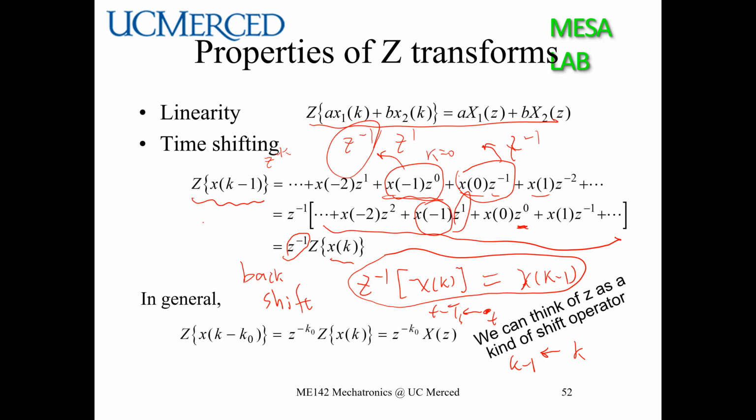Similarly, you can do x(k plus 1). So the Z operation is some sort of shifting. If it's a negative sign here, it's backward shifting. If it's positive k0 here, then it's called forward shifting: x(k plus k0), or x(k minus k0). That's called time shifting.